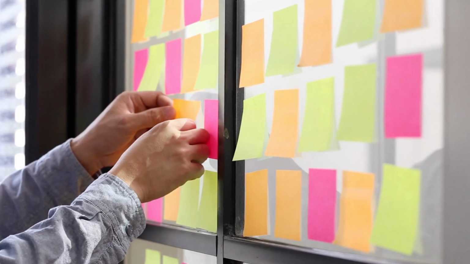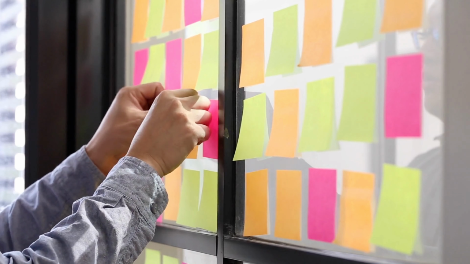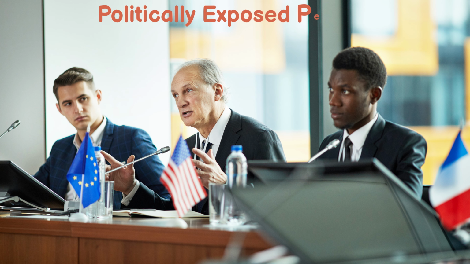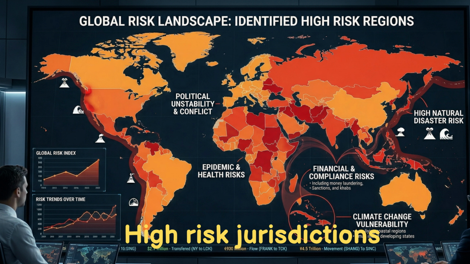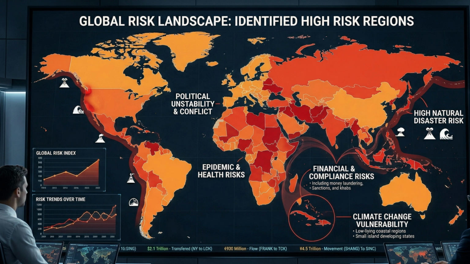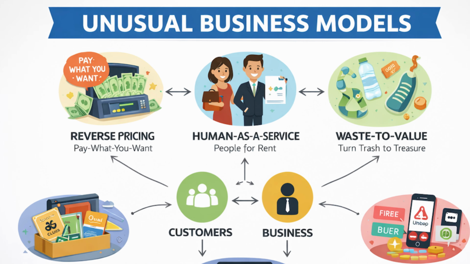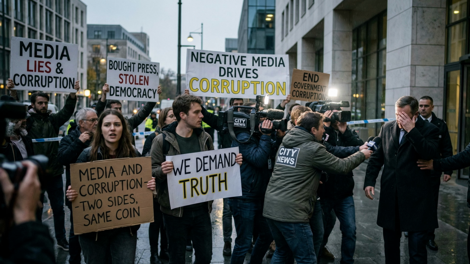Let's start from when it is necessary to apply EDD. It is triggered when risk is high. It is that simple. Here are the most common triggers for EDD. It is applied when you have politically exposed persons, or PEPs, customers connected to high-risk jurisdictions, complex ownership structures, especially involving offshore entities, unusual business models that are hard to understand, or adverse media linking the customer to financial crime or corruption.